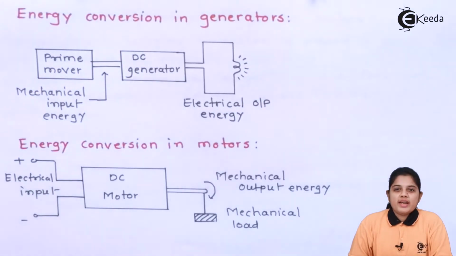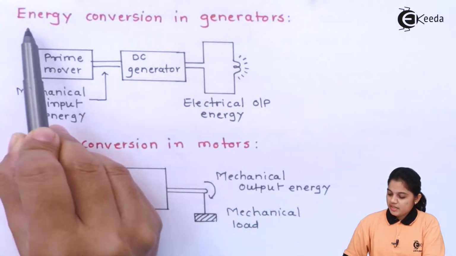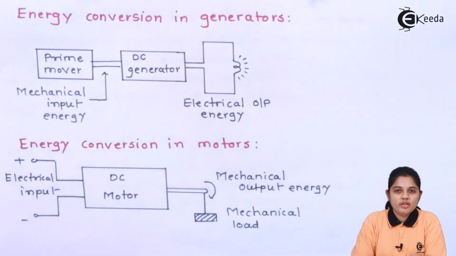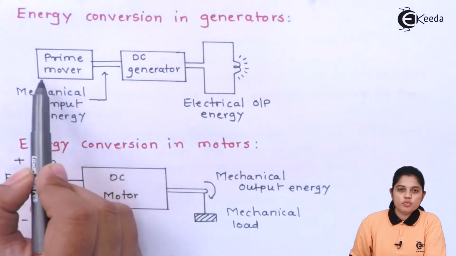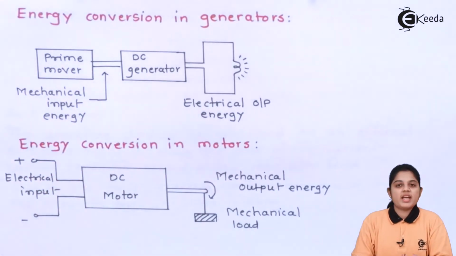Now let's see how the energy conversion in generators and motors takes place. This diagram shows the energy conversion in a generator. Generators convert mechanical energy into electrical energy. DC voltage will be produced by using the DC generator. This is the generator where there is a prime mover. The prime mover will move and generate the mechanical energy.